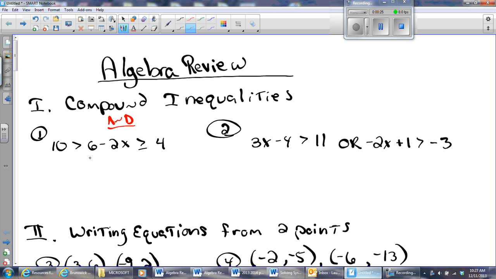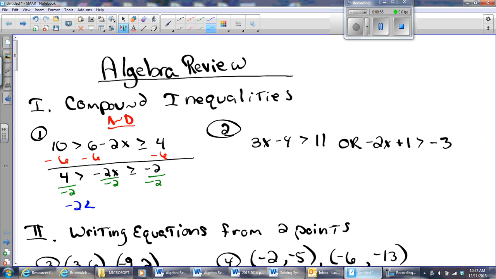I don't like this 6 being here, so I'm going to subtract 6. But remember, I'm going to do it in all three places, right? When I subtract 6 from all three sides, I could say 4 is greater than negative 2x, which is greater than or equal to negative 2. Now I don't like that there's a negative 2 attached to x, so I'm going to divide by negative 2 here, here, and here. And when I do that, my inequalities flip, right? So negative 2 is less than x, which is less than or equal to positive 1. Now I'm ready to graph it.